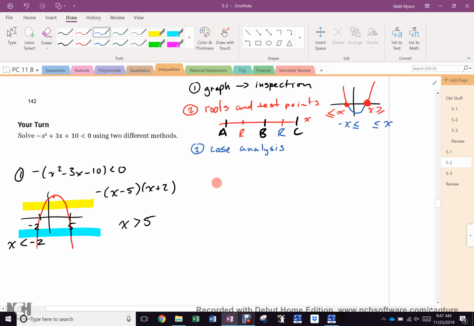Okay. Let's move on to number 2, which is roots and test points. There is the x-axis. Right? What parts of the x-axis are the important pieces right now? What are they? -2 and +5, which has broken the x-axis into 3 parts, yes? Which means I must check how many test points? 3. I need to choose a test point.